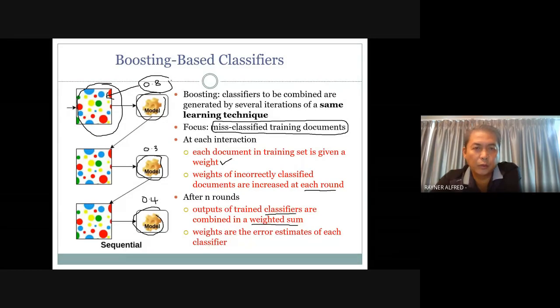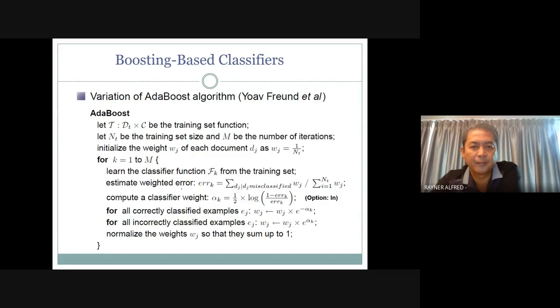So what we want to do is find this weightage for each of the classifiers based on the number of correctly classified text documents that we have. Okay, so this is the most common boosting-based classifier. This is called the AdaBoost algorithm.